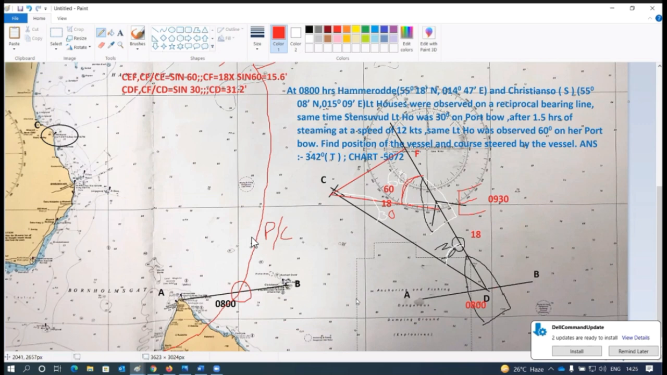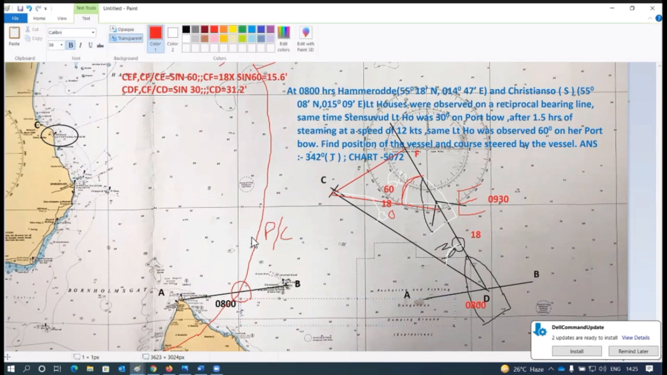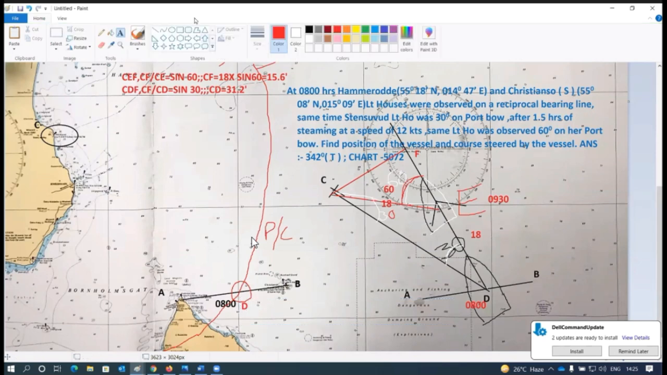What are they asking? They are asking the position of the vessel. So we got the position of the vessel. After that, they want the course. For the course, what should I do? I should join the position. Now we got the D point. D point is the position. As per the rough diagram, I put a D here also. So now I simply join D and C. Simple, I join. This is my bearing.